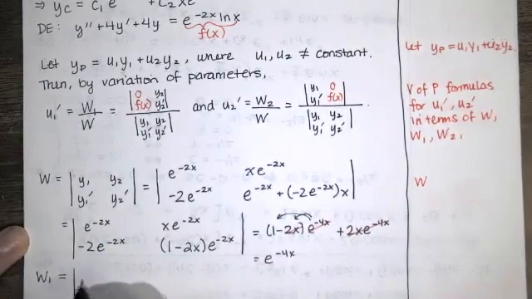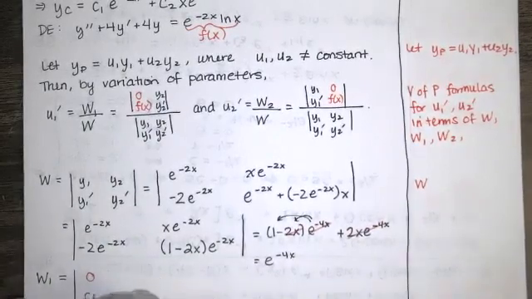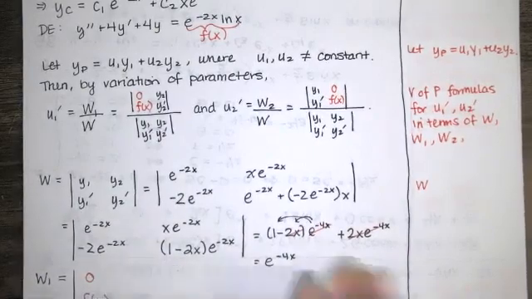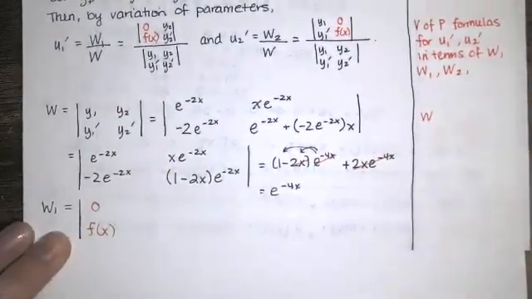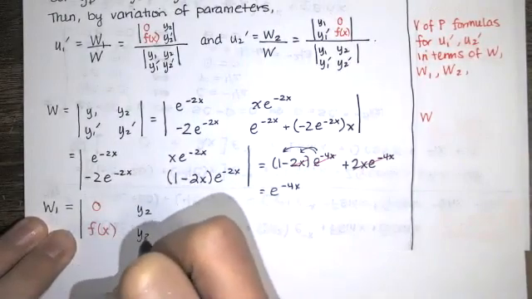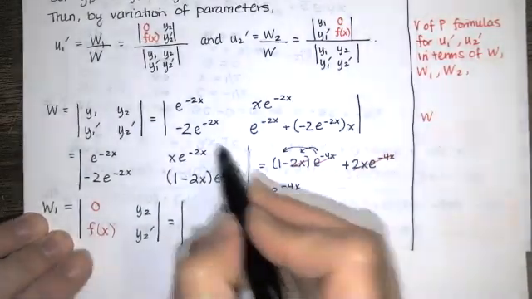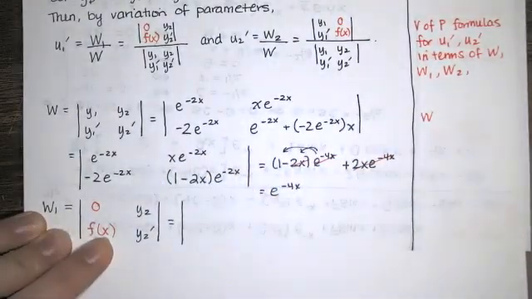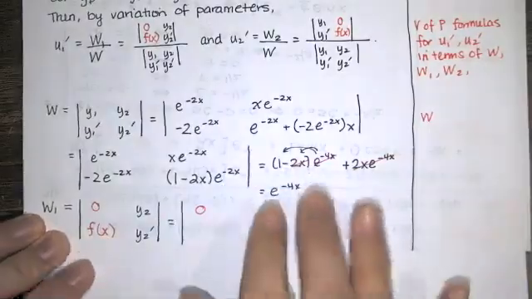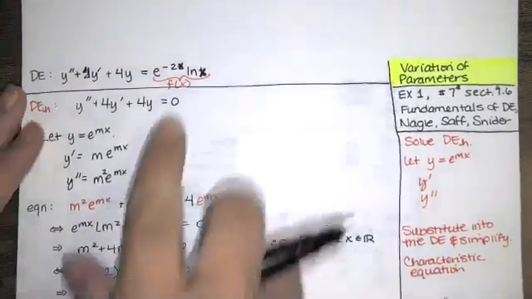So you take your first column and you swap out this column for 0 and f of x. The second column stays exactly the same, and we've already computed the second column. So that's this. Now our first column is 0 and f of x, where f of x is the right-hand side. And the right-hand side of the differential equation was negative 2x times natural log of x.